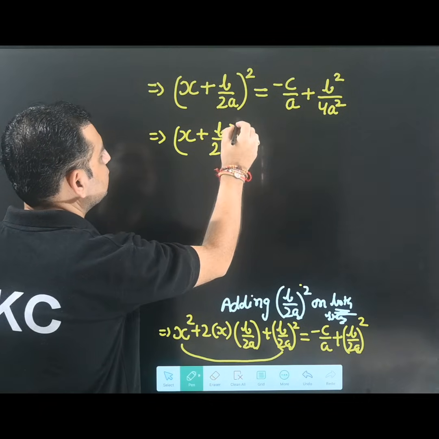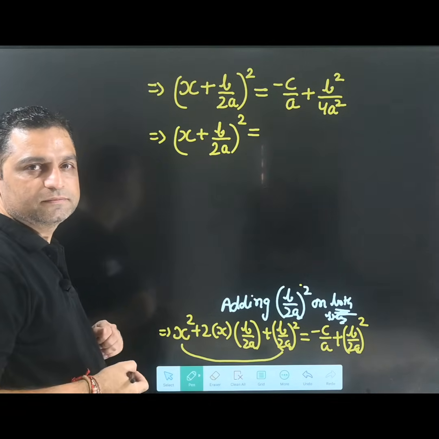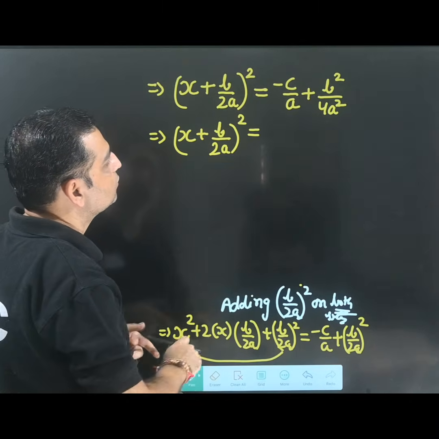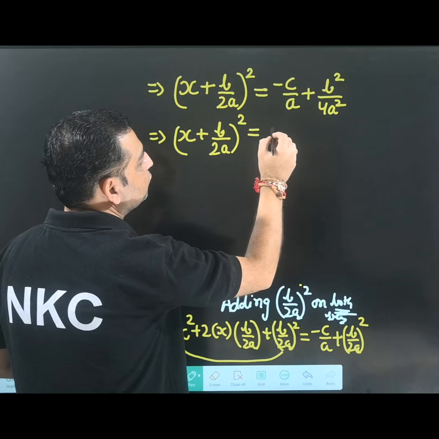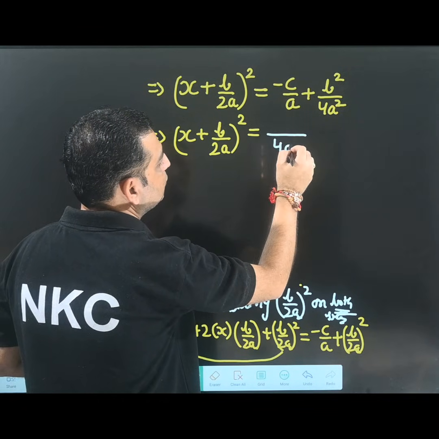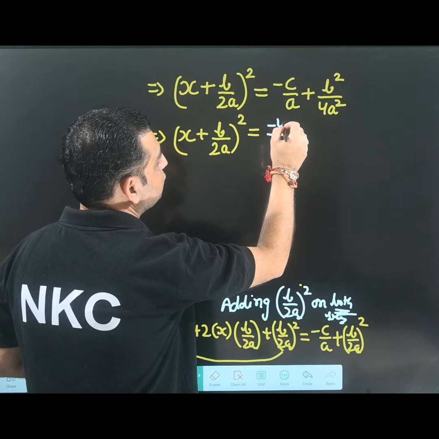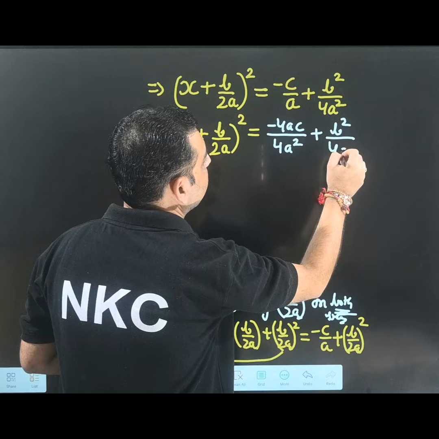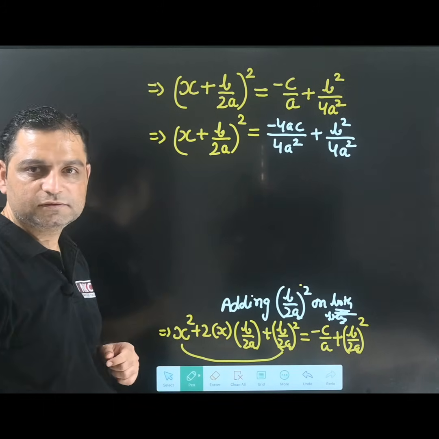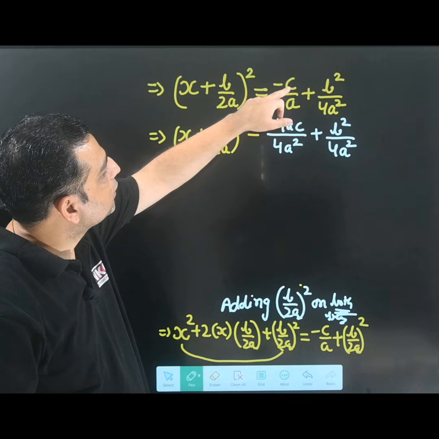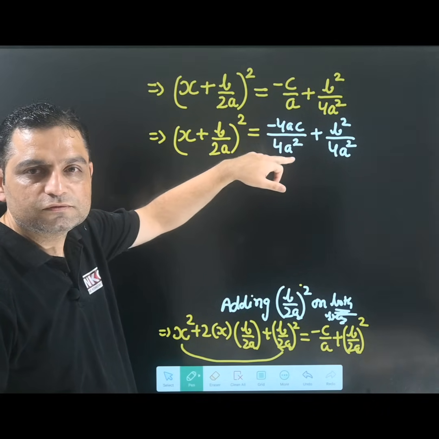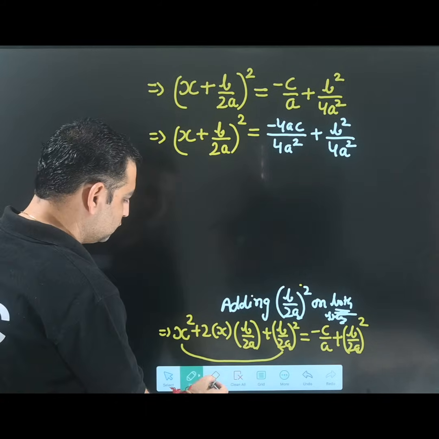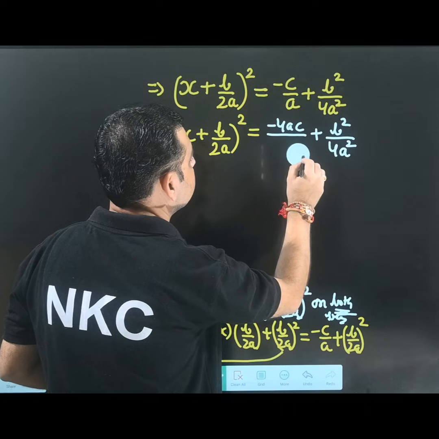But yes, on the right side, we can simplify it by making the denominator same. This is 4a square. How can I make this 4a square? I will have to multiply by 4a. So it will become minus 4ac. Making the denominator same makes the question very easy. I multiplied this minus c with 4a and the denominator also with 4a. So my denominator is same. And in short, I can write this 4a square together.